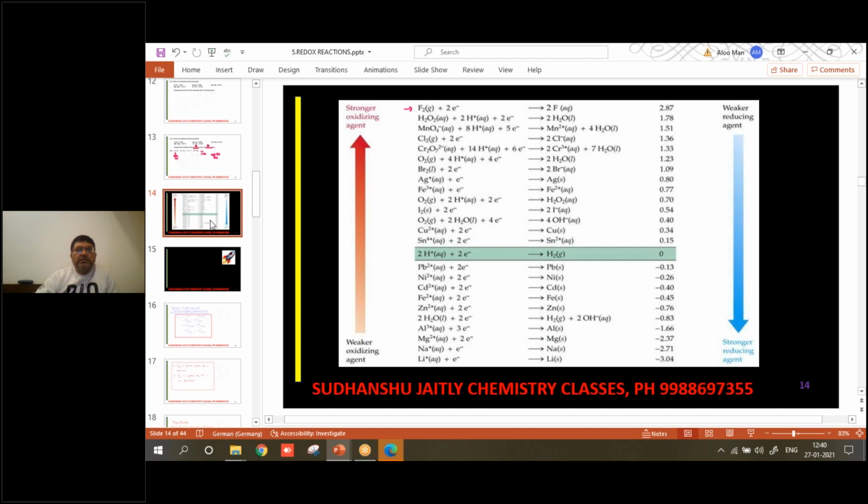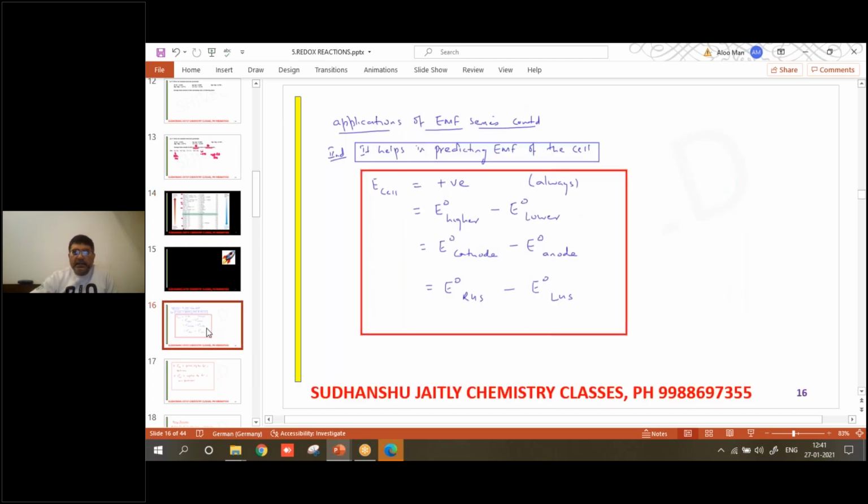For example, fluorine, chlorine, bromine, iodine. Iodine is going to be least reducing. Fluorine is going to be most reducing of all the halogens. In metals, lithium is going to be most active, magnesium lesser, cadmium lesser, and silver, if you find it here, is going to be even lesser. Gold is even lower than that. That list has been shared with you.